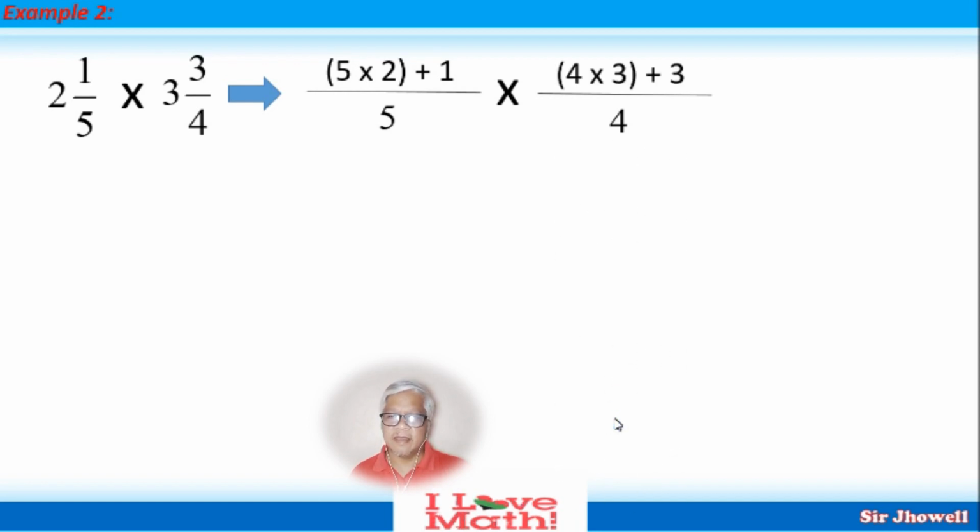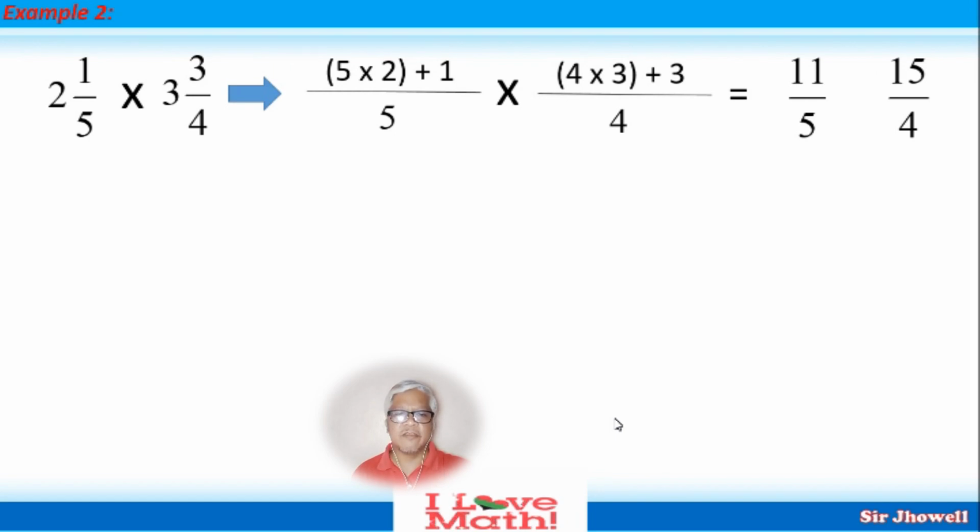Okay? Now, this is now equal to 5 times 2, 10. Plus 1, 11. Kaya, magiging siyang 11 over 5. Then, yung isa naman, 4 times 3, 12. Plus 3, 15. So, it is 15 over 4.